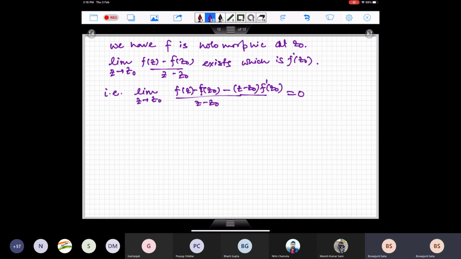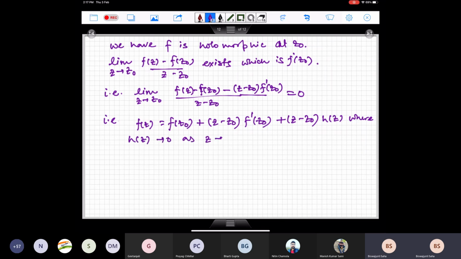So this implies that I can write f of z as f of z naught plus z minus z naught times f prime at z naught plus z minus z naught times some function of z, let's say h of z, where h of z goes to 0 as z tends to z naught. So you agree to this? Yes, sir.